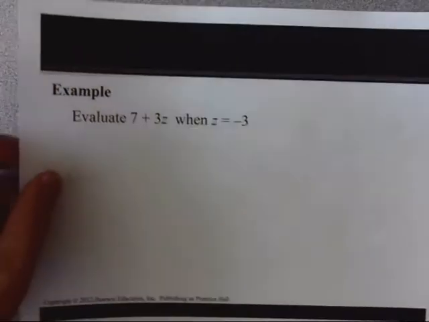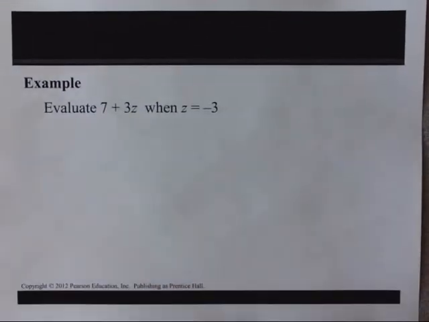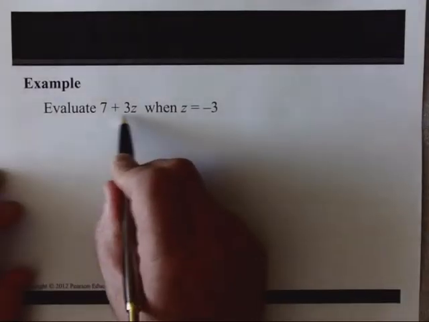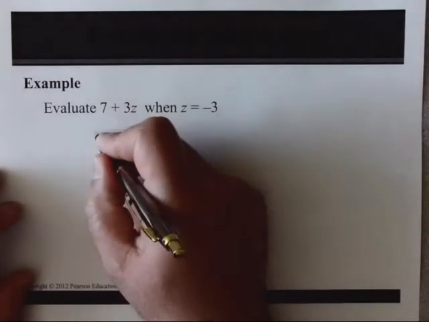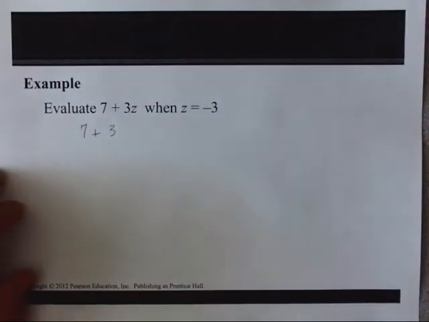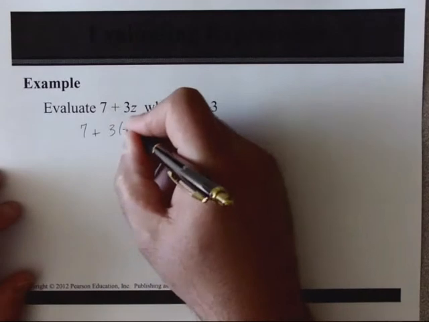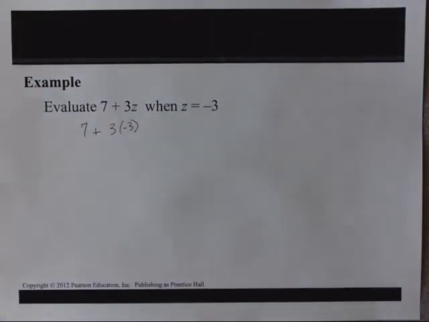So here's an example. We want to evaluate 7 plus 3z when z equals negative 3. So here's our expression, and here is the value of z. So we want to replace z with negative 3, since that's what we're saying it is equivalent to. And then we want to follow the order of operations to complete this.